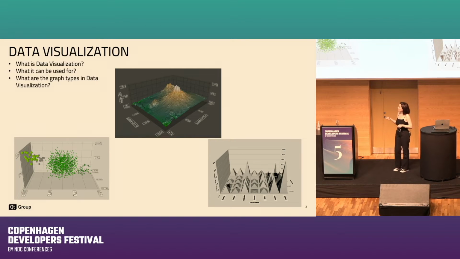In our module, we have three types of graph. So you can choose to transform your datasets into 3D scatter, 3D surface plots, or 3D bars.